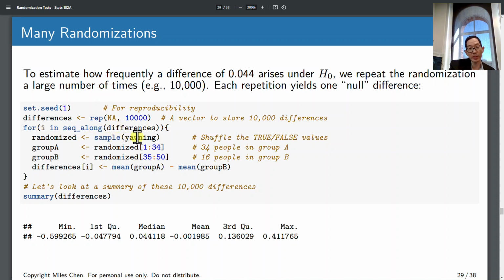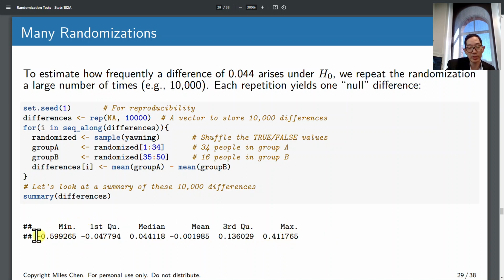What do we do? We take that vector of true-false values and I shuffle them. I'm going to just put 34 into group A, 16 into group B. So whoever ends up in group A and whoever ends up in group B, that's just a result of the shuffling process. I calculate the proportion of group A and the proportion of group B, and I take the difference between them and I store them in a vector, differences[i]. And after doing this 10,000 times, this is the result.